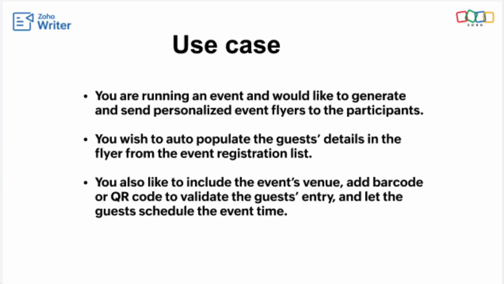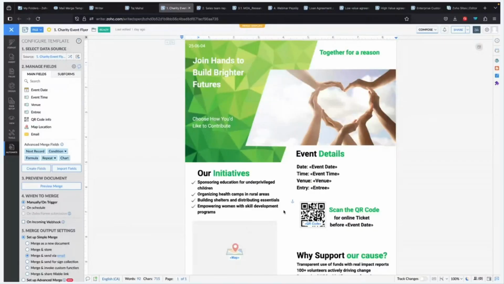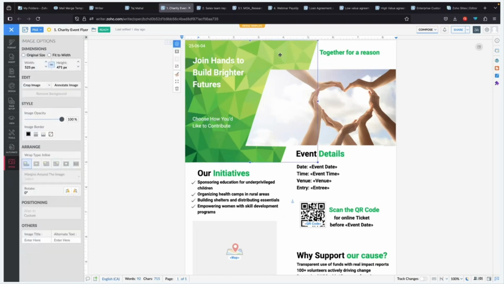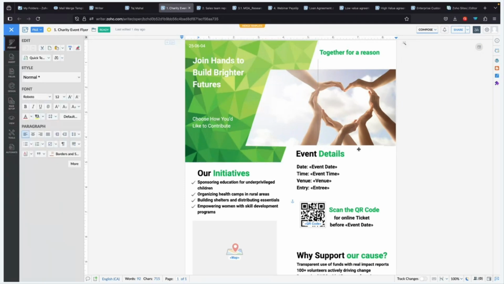So yes, here is a well-crafted document. This is a flyer that we have created in Zoho Writer from scratch. Let me quickly show you the elements that we have created in this. Here you can see that there are various text boxes and images inserted into the document. These are images inserted in such a way that they overlap the document.